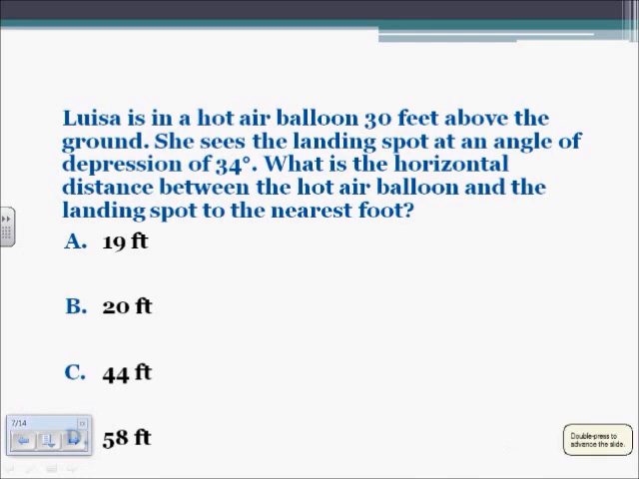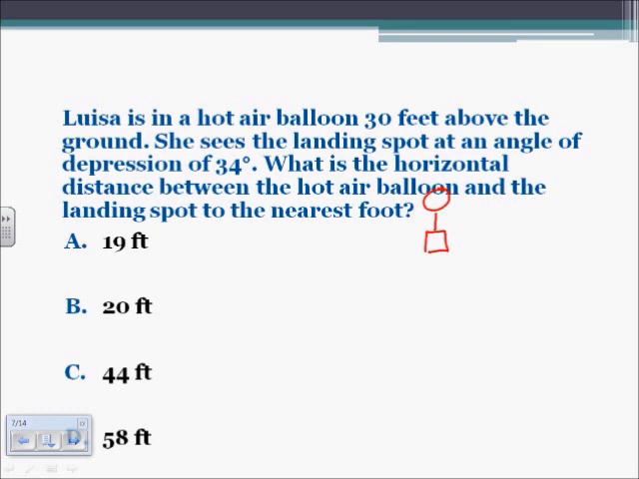Alright, next problem here. It says Louisa is in a hot air balloon 30 feet above the ground. She sees the landing spot at an angle of depression of 34 degrees. What is the horizontal distance between the hot air balloon and the landing spot to the nearest foot? So we have a hot air balloon that's up in the air. So we'll put a little balloon here. Balloon. There we go. Hot air balloon in the air. She sees the landing spot at an angle of depression of 34 degrees.